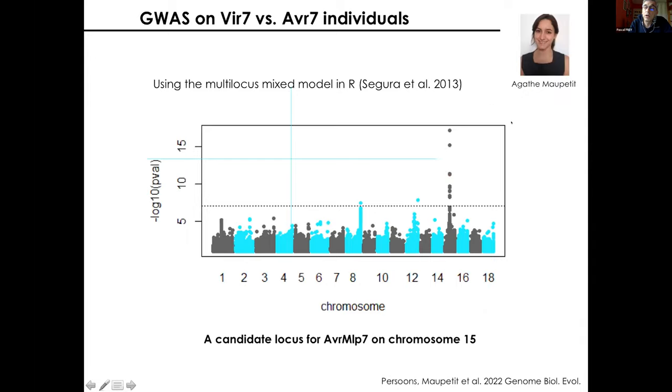And then during her PhD thesis, Agathe Maupetit did a GWAS, a genome-wide association study, comparing virulent versus avirulent individuals, the same individuals that were whole genome sequenced. And she found quite easily a region on chromosome 15 also, with a very strong signal of association between the phenotype, virulent versus avirulent, and the genotypes, the SNPs found on this chromosome. So this led to the identification of a candidate locus for the AVR MLP7 gene.